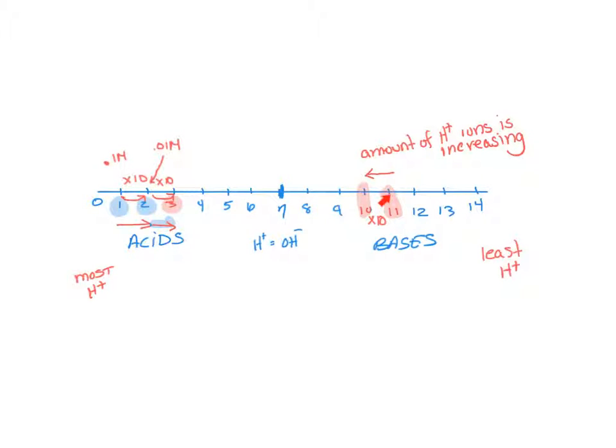Same thing here. If you're at 11 and you go to 10, you are increasing the amount of hydrogen ions by a factor of 10. But if you're going from 11 to 9, you're increasing the amount of hydrogen ions by a factor of 100. If you were going from 11 to 8, 1, 2, 3 jumps, you're increasing the amount of hydrogen ions by a factor of 1,000. 10 times 10 times 10.